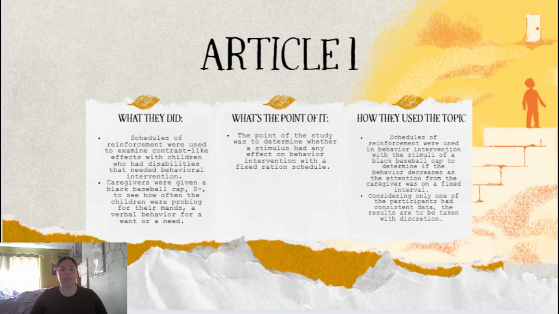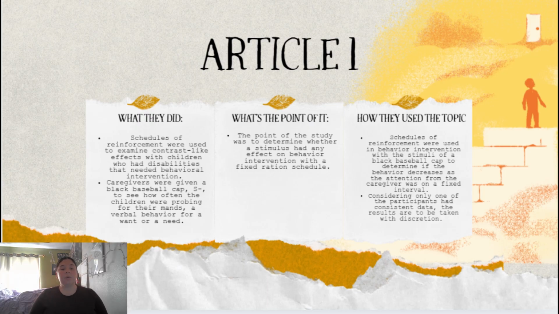In Article 1, schedules of reinforcement were used to examine contrast-like effects with children who had disabilities that needed behavioral intervention. Caregivers were given a black baseball cap to see how often the children were probing for their demands, a verbal behavior for a want or a need. Attention was given to the participants after a fixed ratio of attempts to determine how often the caregivers were probed.